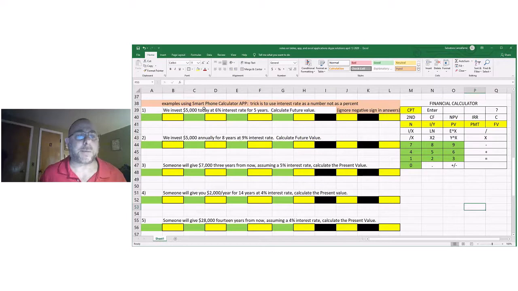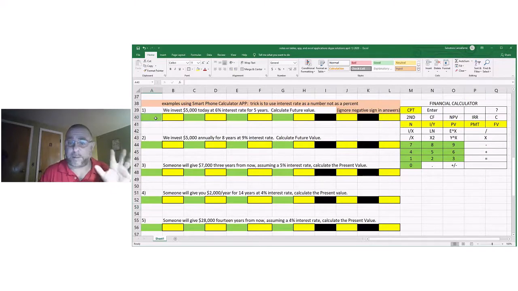So I have here examples using a smartphone calculator app. The trick is to use the interest rate as a number, not as a percent. So I know it says 6%, but don't type in 6%. You're going to just put in 6. If it was 6.5%, put in 6.5. Okay. So the way you're going to do it is as follows.